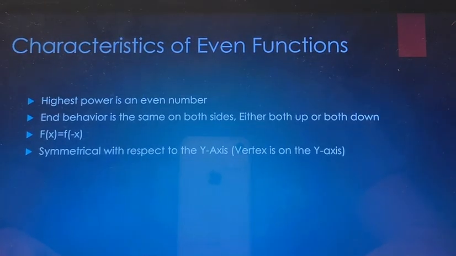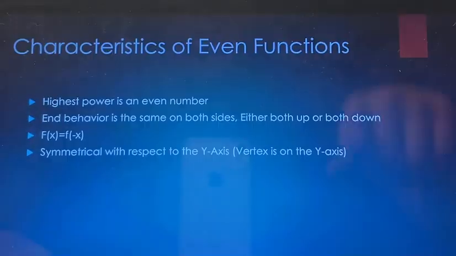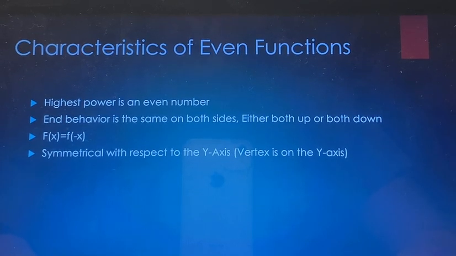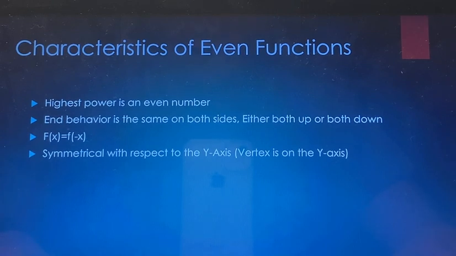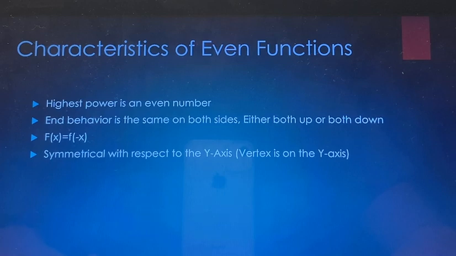Let's look at even functions. The highest power is, of course, an even number. The end behavior is the same on both sides, either up or down. So it's going up and up or down and down. F of x equals f of negative x. That means that if you put in an x value and you put in the opposite of that x value, the y value is going to be the same.